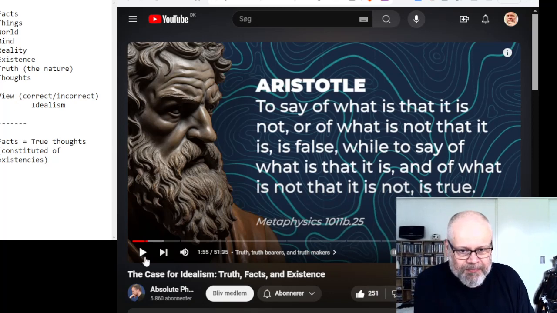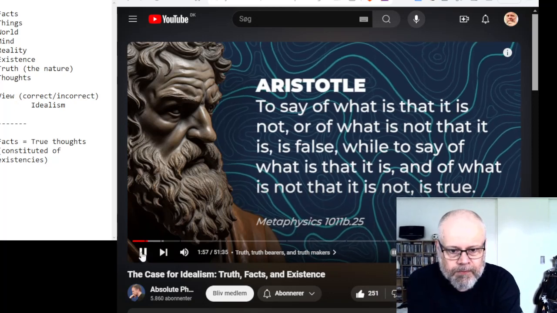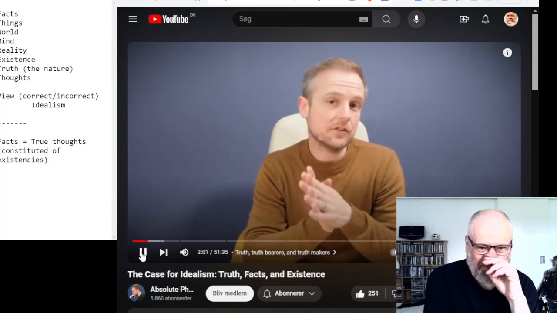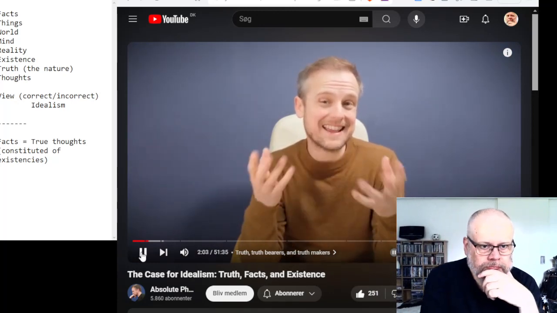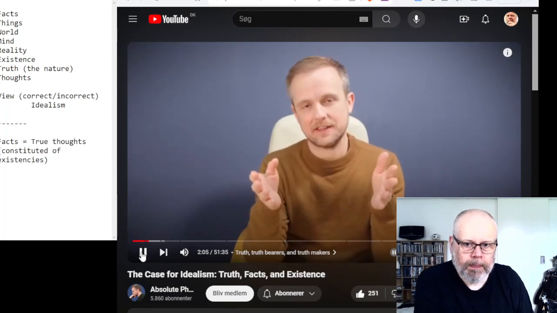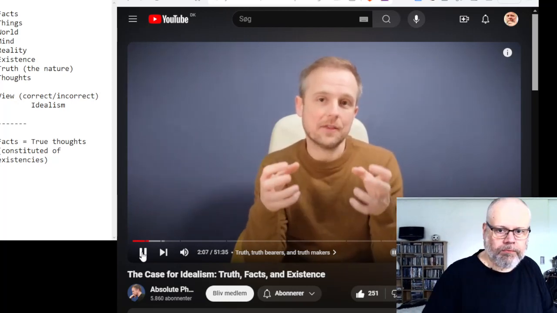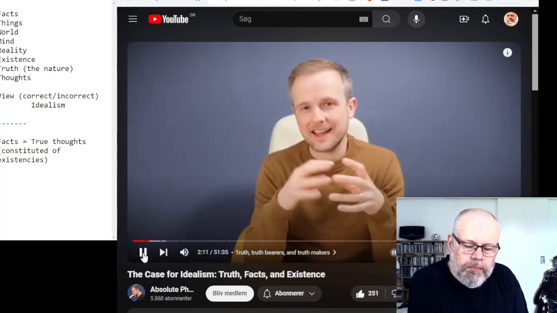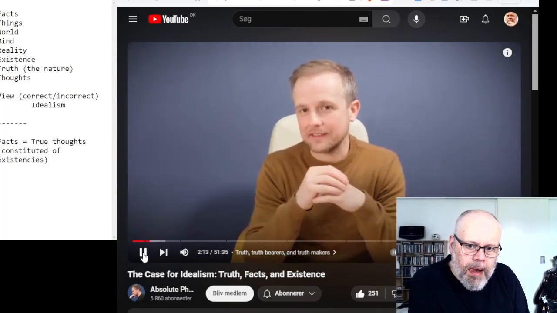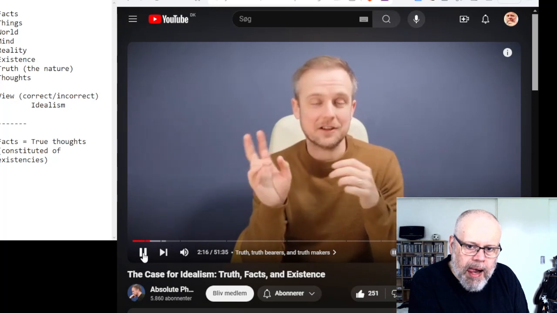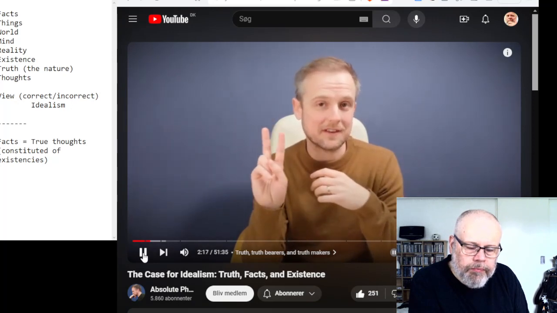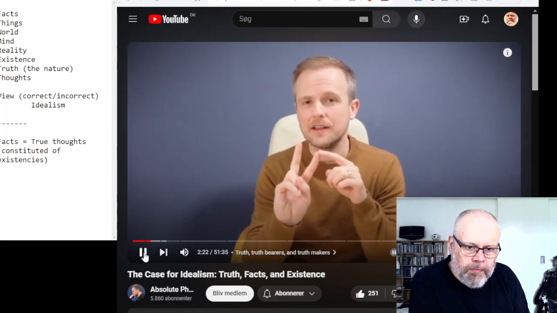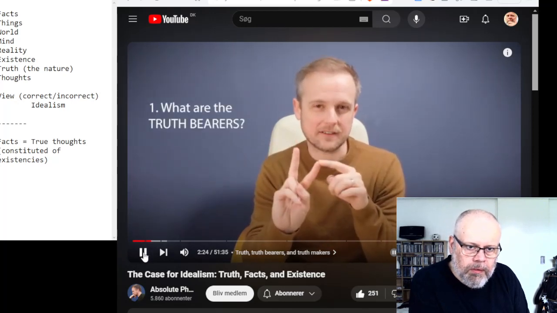Here, Aristotle gets at the intuitive idea that what is true or false are the things we say, and that what makes the things we say true or false are how things are. This is a pretty good start, but let's try to get a little more precise than that. In this quote, we get an indication of two basic questions we must answer when we're considering the nature of truth. Number one, what are the truth bearers?